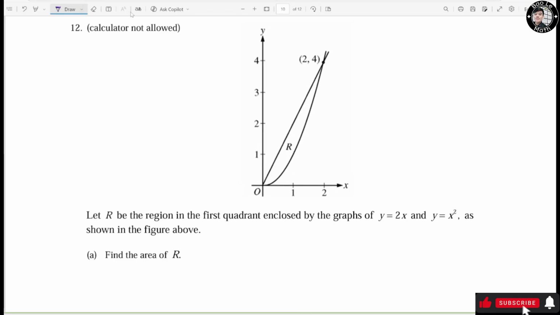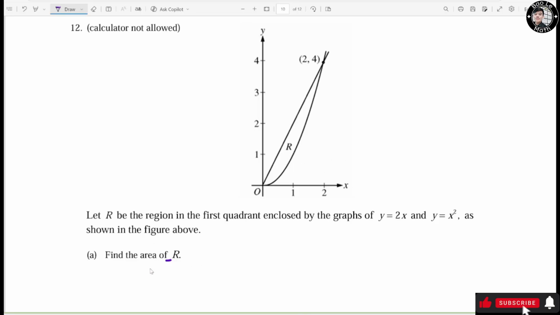Now let's move on to question 12. Let R be the region in the first quadrant enclosed by the graphs of y equals 2x and y equals x squared, as shown in the figure above. Find the area of the region R.